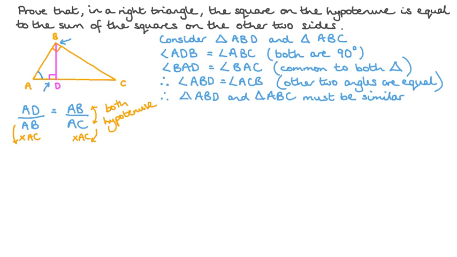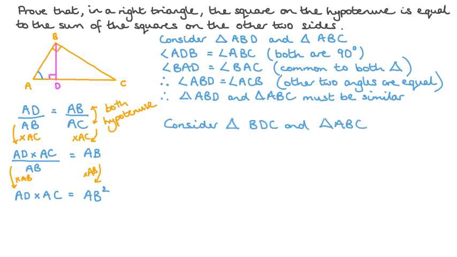Well, if we multiply each side of our equation by AC, we're going to get AD multiplied by AC over AB is equal to AB. And then next, if we multiply both sides of the equation by AB, we're going to get AD multiplied by AC is equal to AB squared. So great, what we've actually done here is found out the square on the side AB. So now what's the next step?